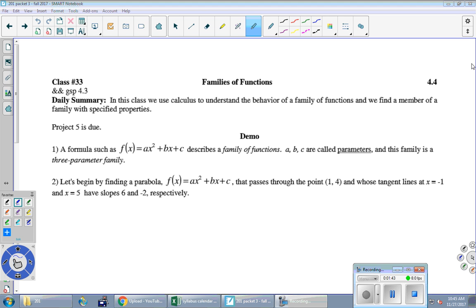And so this is a whole family of parabolas, an infinite family of parabolas. You imagine different values of a make it go up or down or thinner or wider. We can change a, b, and c and get a whole slew of parabolas. A, b, and c are called parameters, and this family is a 3-parameter family, okay? So here's what we're going to do. We are going to find a member of this family of parabolas that has some specific properties.